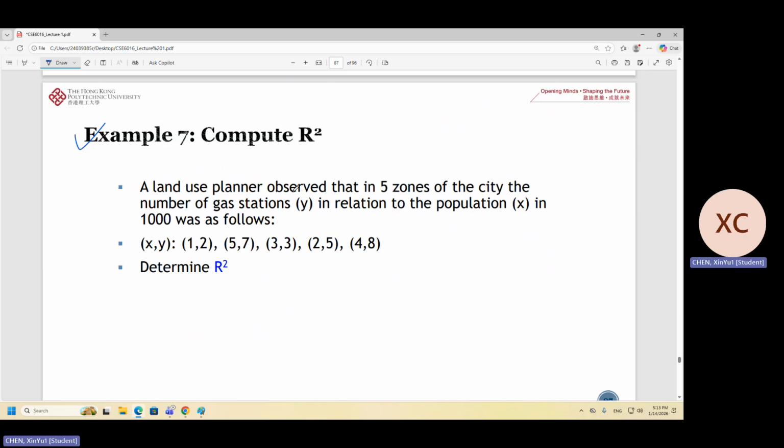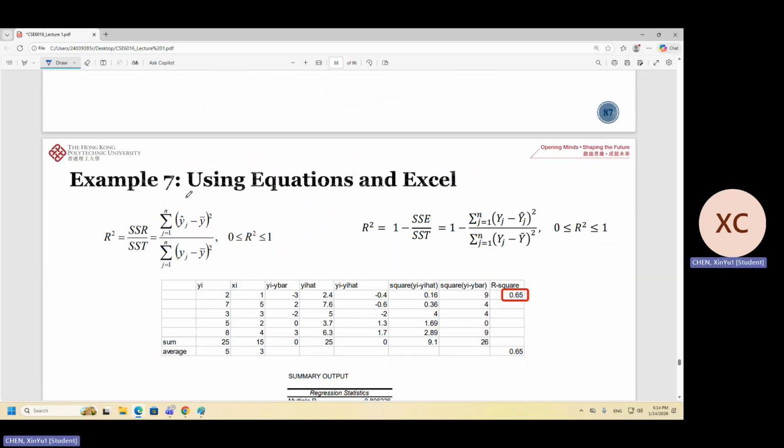A land use planner observed 5 zones of the city. The number of disease stations is the Y, the dependent variable, in relation to the population X, in units of 10,000. The question is to determine the R square. Based on this, we can calculate the equation. I will provide this equation, so you can just match what each term means. You don't need to remember every equation.